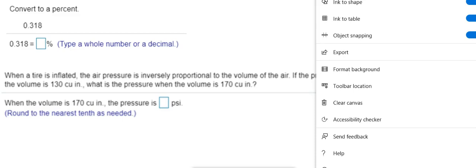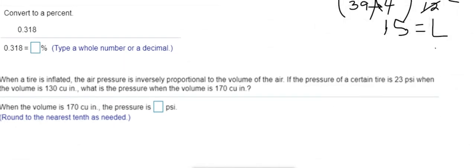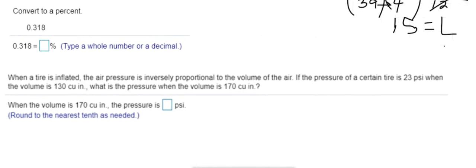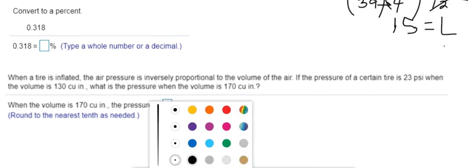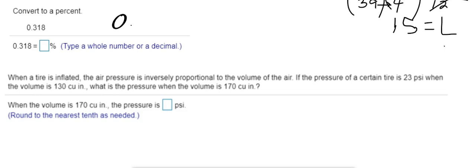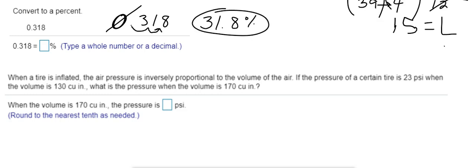Convert 0.318 to a percent. We are going to just move the decimal place 2 places to the right, and then that leading 0 is not necessary, so we end up with 31.8%. Another way of looking at that is we take the decimal here and multiply by 100, and you'll see that's the same thing.